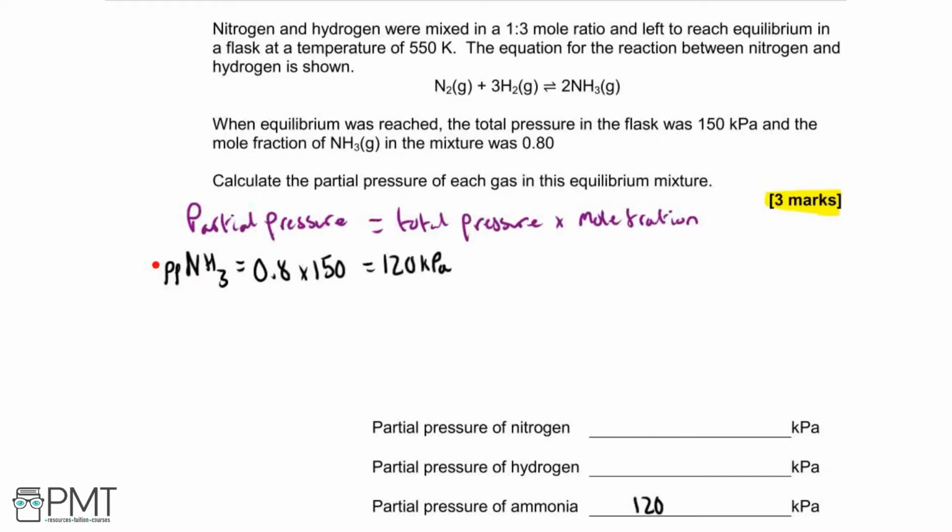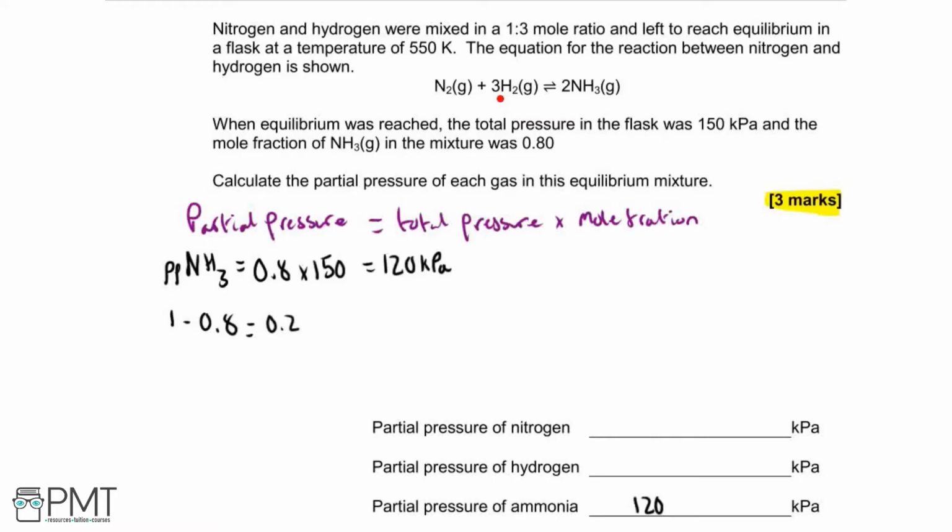We don't have the mole fractions for nitrogen or hydrogen though, as we only have the mole fraction for ammonia. However, we can use this to calculate the total mole fraction that the nitrogen and hydrogen take up by doing 1 minus 0.8, which will get us 0.2. The question tells us that nitrogen and hydrogen will mix in a 1:3 mole ratio, and that's the ratio that they react in as well. So that means that nitrogen and hydrogen are going to be in a 1:3 ratio.